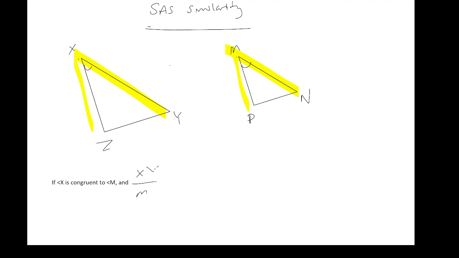So when we have that included angle congruent, but then we have these sides proportional outside of that included angle. So xy to mn, the other from angle x, it'd be xz would be that other side, and then that would correspond to mp. Then we're going to have similar triangles. Triangle xyz would be similar to triangle mnp.